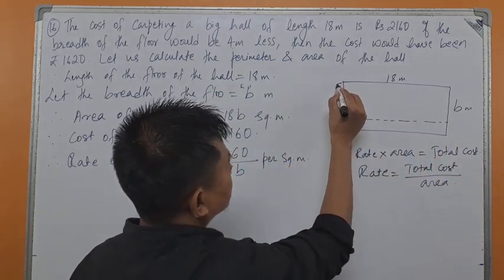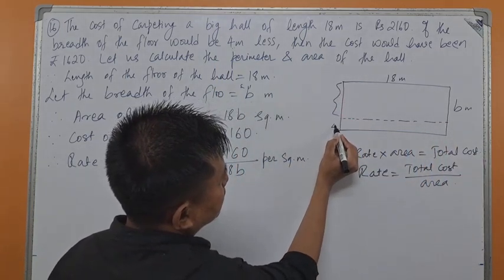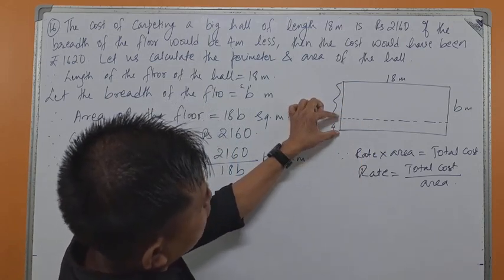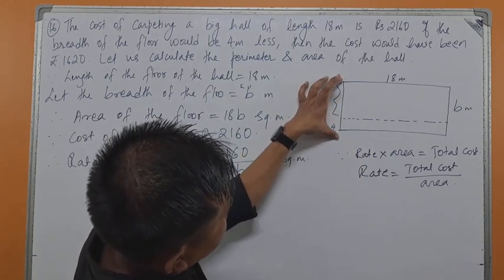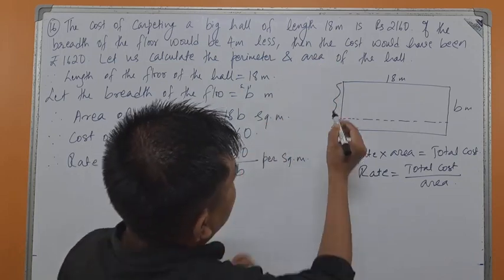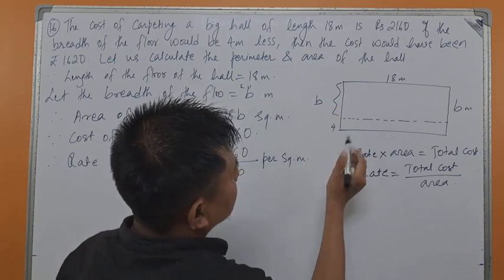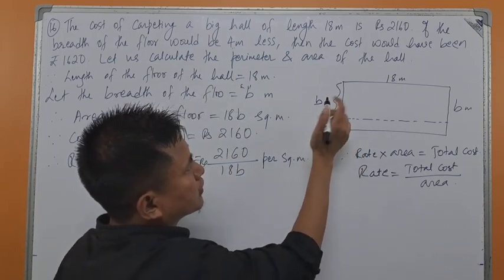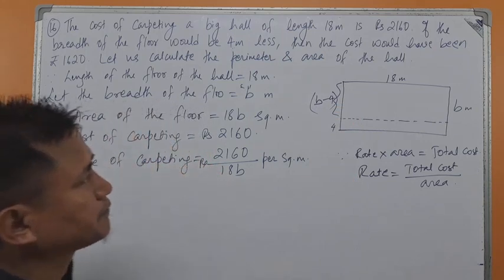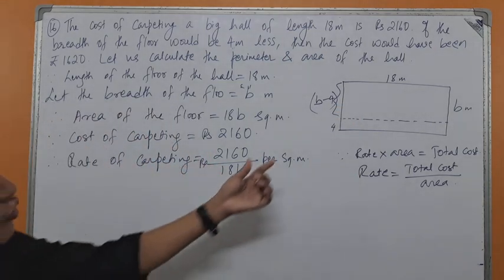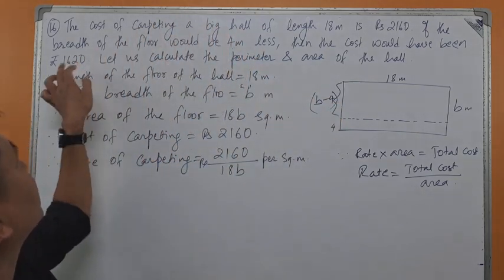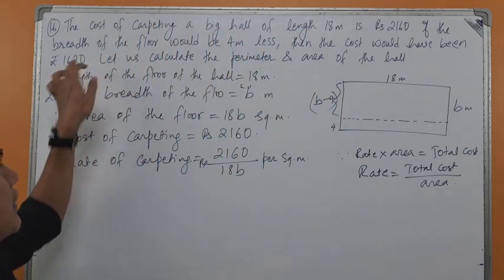Now the new breadth is this. Okay, this is 4 meters. If the total breadth would have been decreased by 4 meters, then the new breadth is this. Total breadth was B. We are subtracting 4 meters, so B minus 4. New breadth is B minus 4, isn't it? If the total breadth was B minus 4, then the cost of carpeting would have been rupees 1620, isn't it?